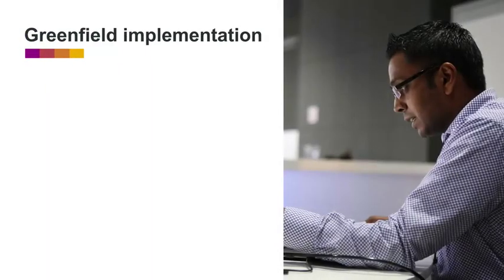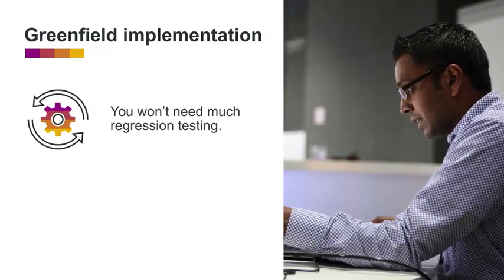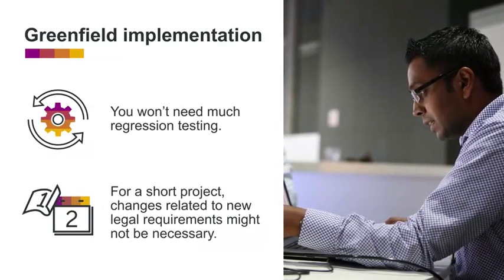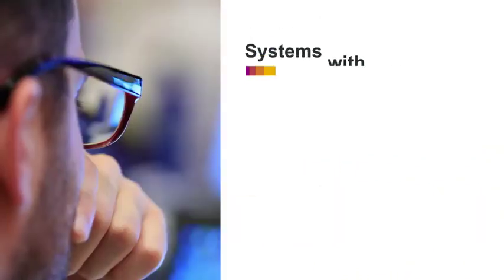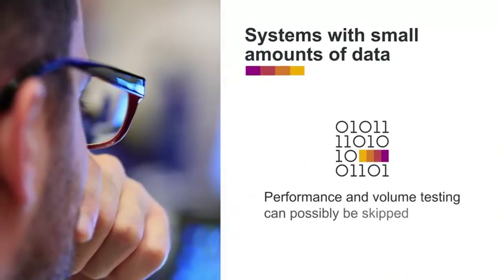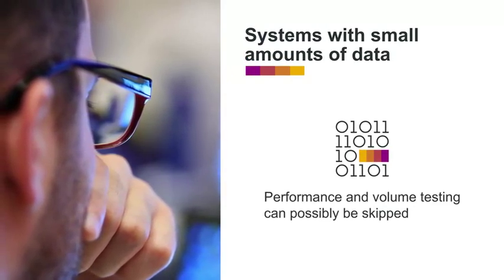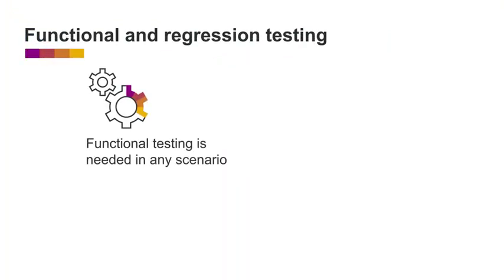In a greenfield implementation, you might not need much regression testing. If the project ends in a few months, you might not need to make any changes related to new legal requirements. In a system with small amounts of data, performance and volume testing can possibly be skipped if you size the environment properly. Functional testing or regression testing with a focus on functionality is always needed in any scenario.